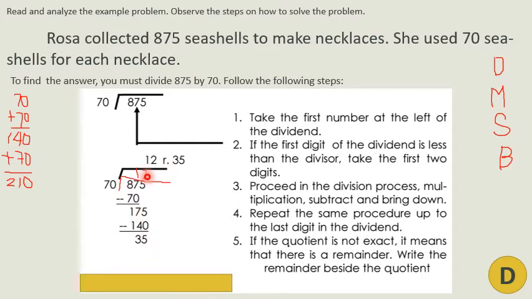So, sunod ng divide ay multiply. So, 2 times 70 is 140. After mag-multiply, subtract. So, subtract natin yung 175 minus 140. So, yun po ay 35. Okay? So, yung 35, wala na siya dito kasi yung 35 ay mababa na kaysa sa 70. So, wala na kayong pwedeng idagdag.